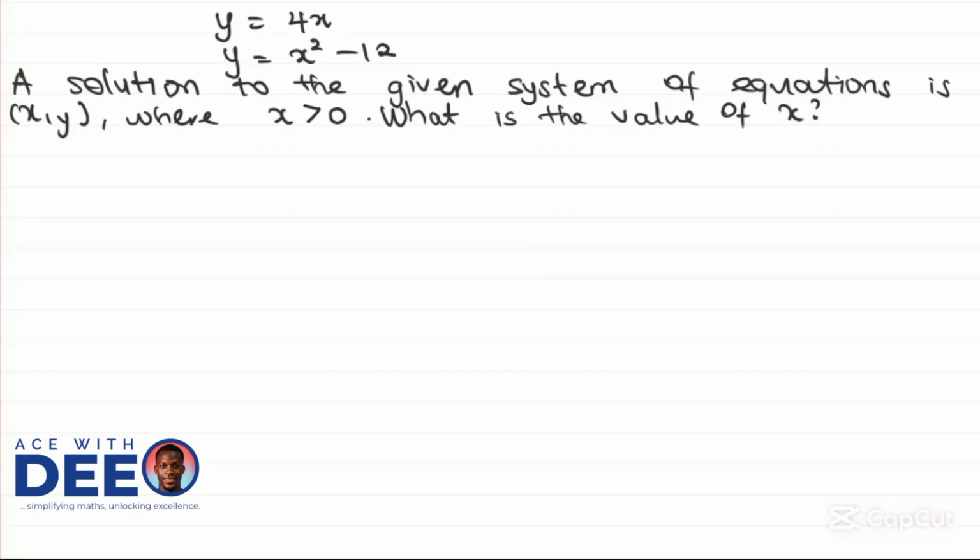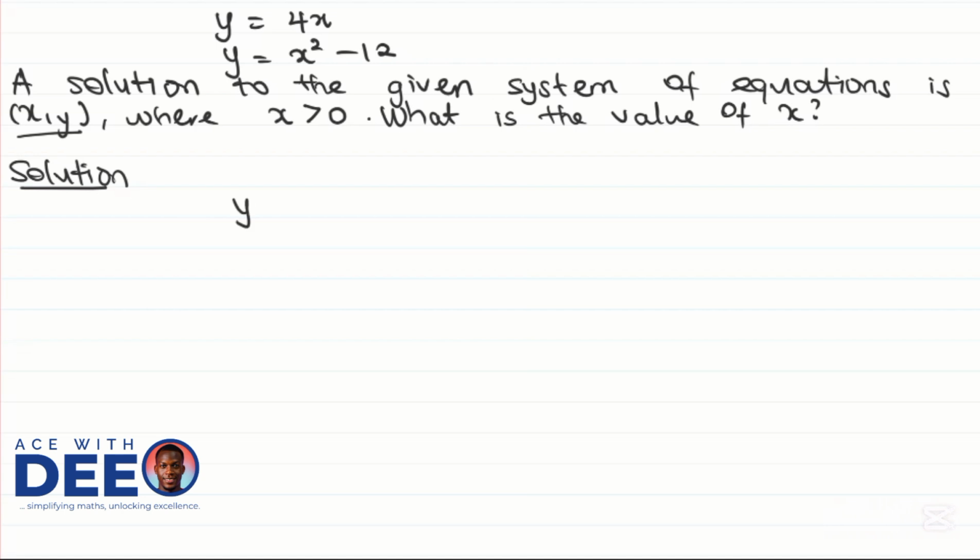y equals 4x, y equals x squared minus 12. A solution to the given system of equations is (x, y), where x is greater than 0. What is the value of x? All right, so how do we solve this question?